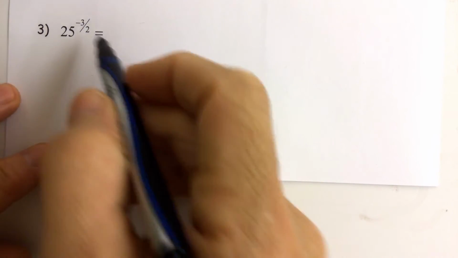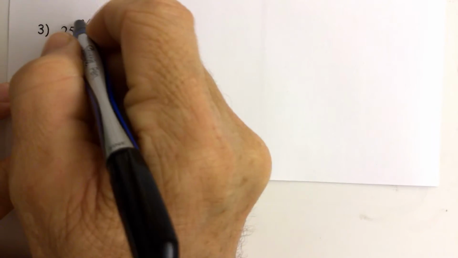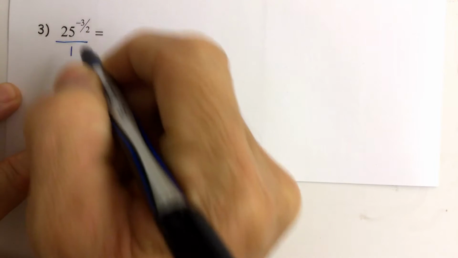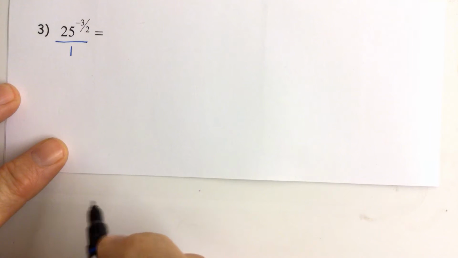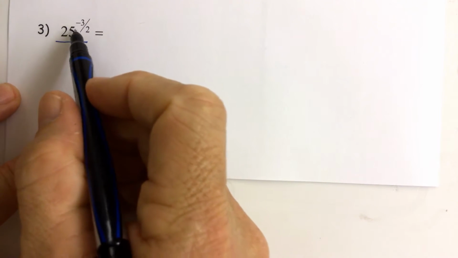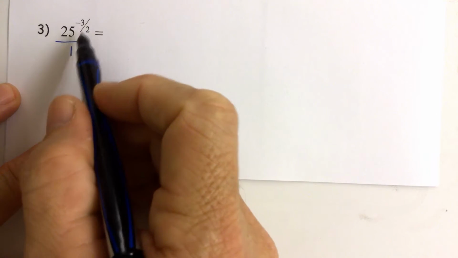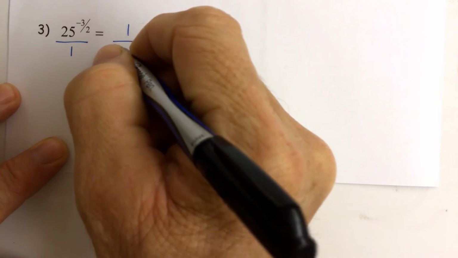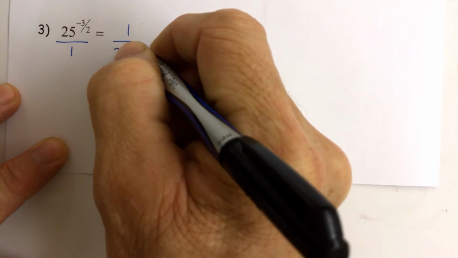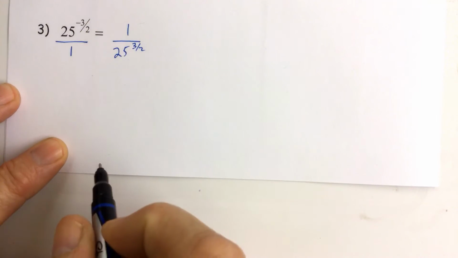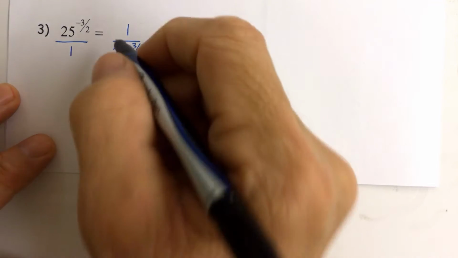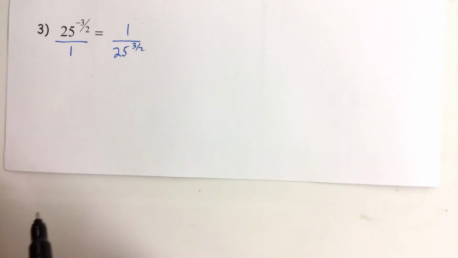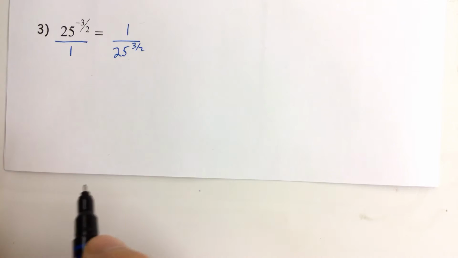For problem number 3, we initially noticed that we have a negative exponent, and so, as I talked about in that first video, any number can be written as that number over 1. The negative exponent is upstairs, so we're going to immediately move that exponent downstairs and make it positive. I'll talk about that later. Ask me in class about negative and positive, upstairs, downstairs.